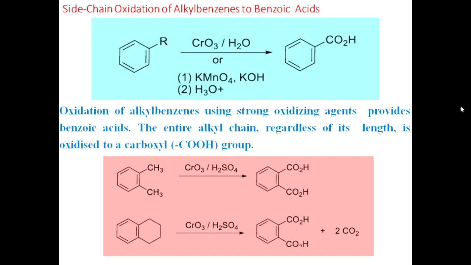Whereas tetrahydronaphthalene will undergo oxidation with chromium trioxide. It will also give the 1,2-benzenedicarboxylic acid.